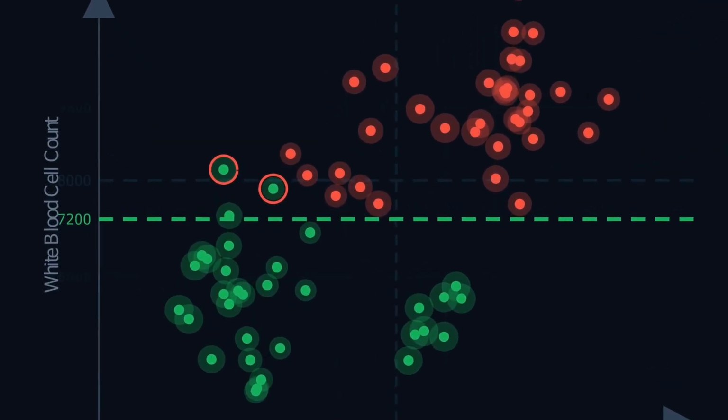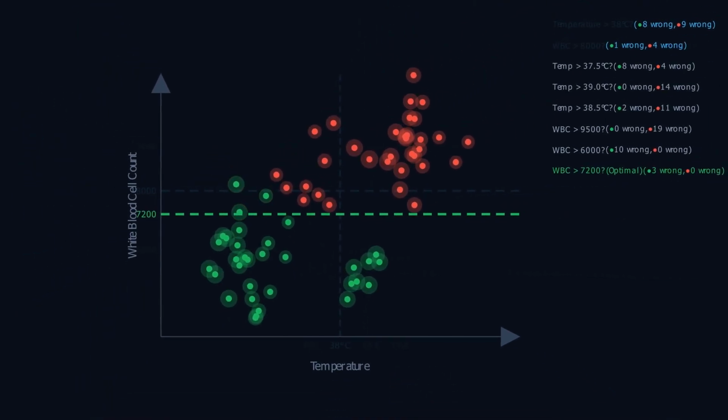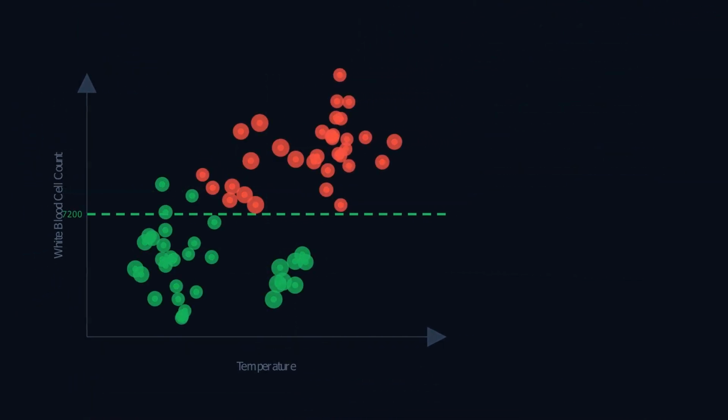Even this split is not perfect. About 3 healthy patients still end up with the sick group. But among every simple question we tried, this one loses the least information, and it separates the two groups almost completely. We found the best split line, but what does best actually mean?